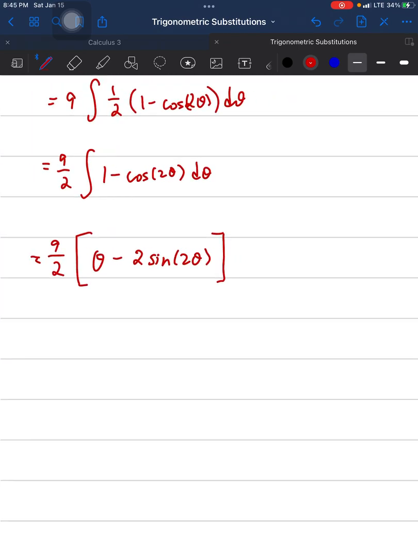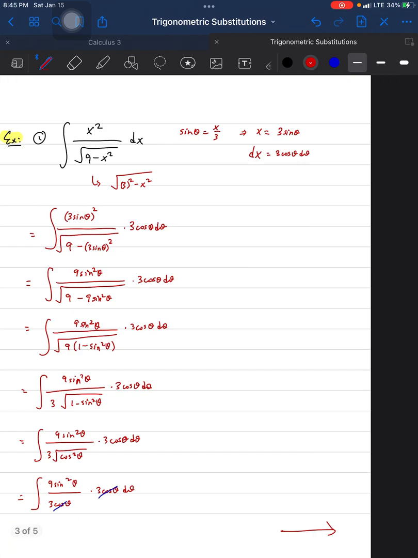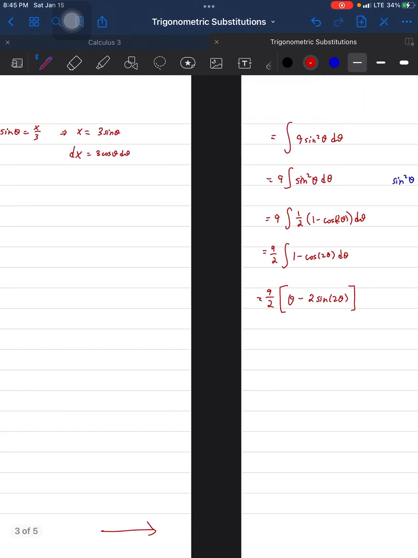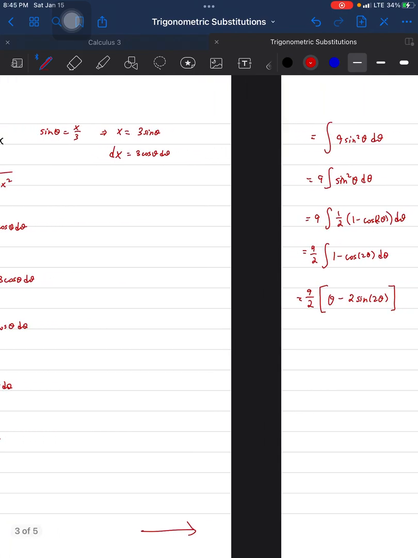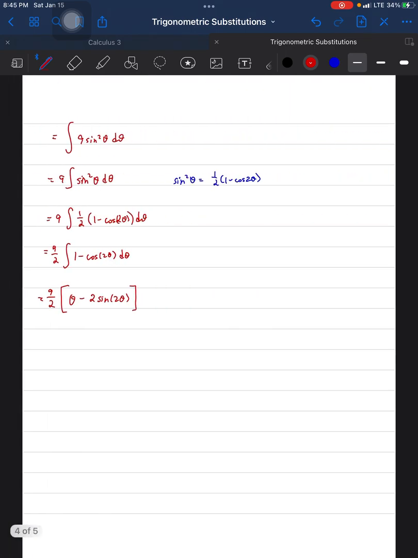So now what we have to do is actually switch back the theta into what do we switch to? So we need to switch theta back into x. Yeah, so we're supposed to switch theta back into x. So let's actually do that.